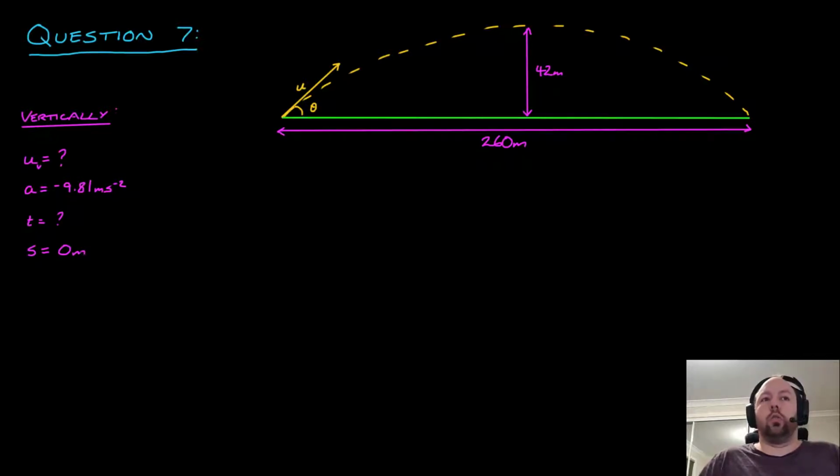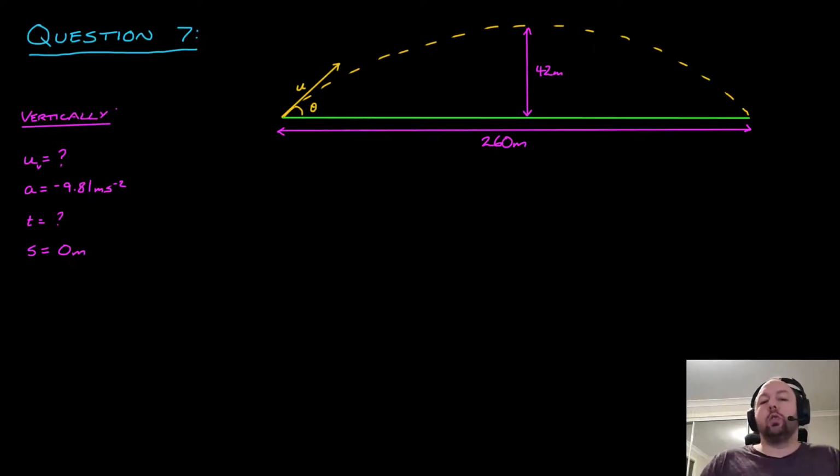We want to know the initial velocity. We know that the acceleration is equal to negative 9.81 meters per second squared. We'd like to know the time of flight because that would allow us to work out the horizontal velocity of the object. And we know that at the end of its motion, its displacement is 0 because it's come back to the same height that it started at. That doesn't really give us enough information to work with.